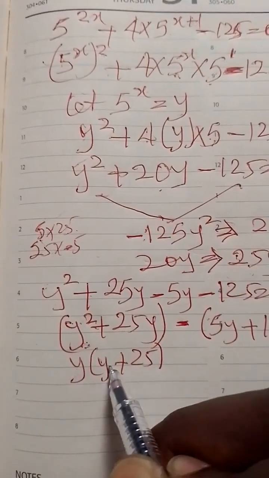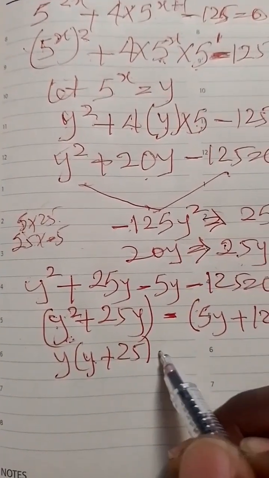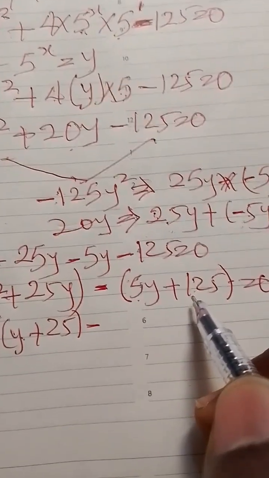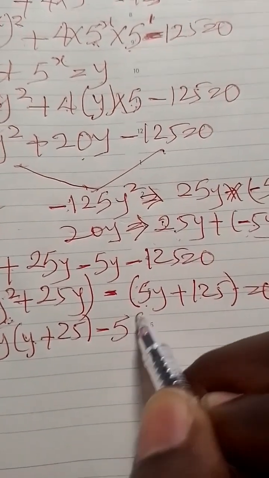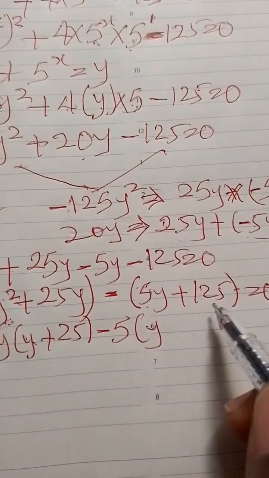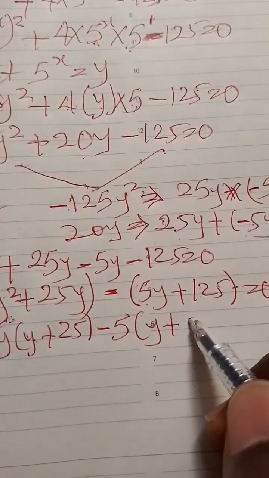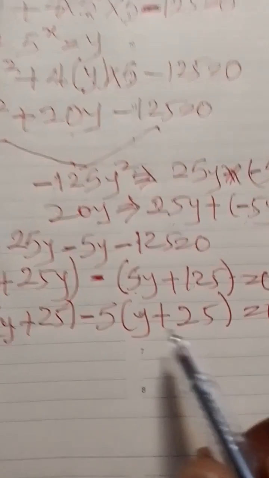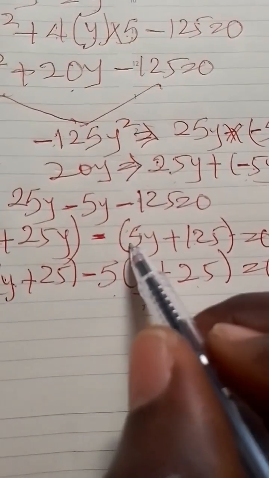y times y is y square. y times 25 is 25y. Then minus 5 is also common. There is 5 inside 125. So bring 5 outside. Then y plus 25, since 125 divided by 5 is 25, equal to 0. So it means 5 times 25 is 125, and 5 times y is 5y.